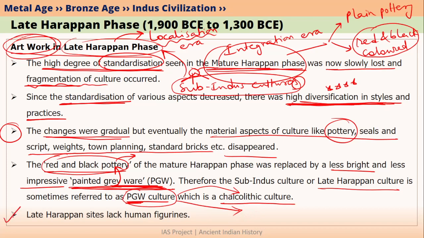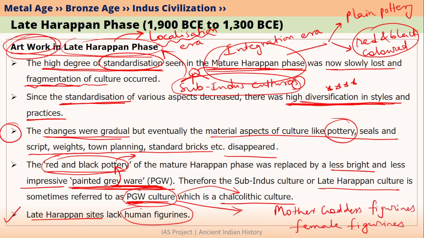The last important development was that the late Harappan sites did not make human figurines anymore. We know that mature Harappan phase people were making mother goddess terracotta figurines. They were also making other female figurines. But in the late Harappan phase, human figurines were not being made. Or even if they were being made, their number was very less.